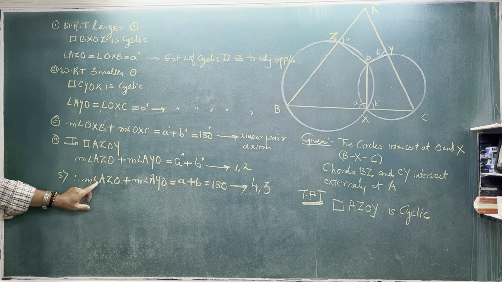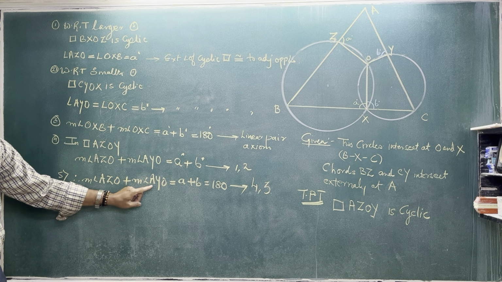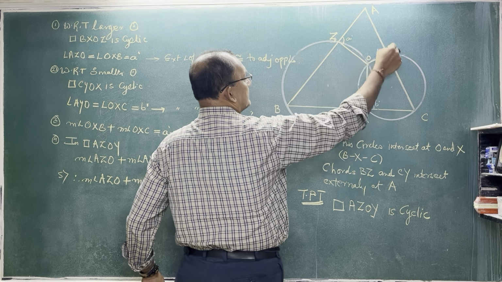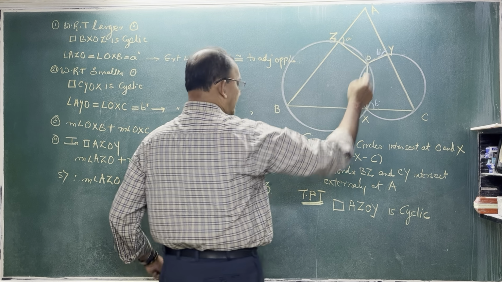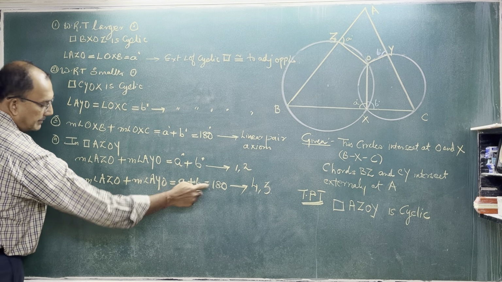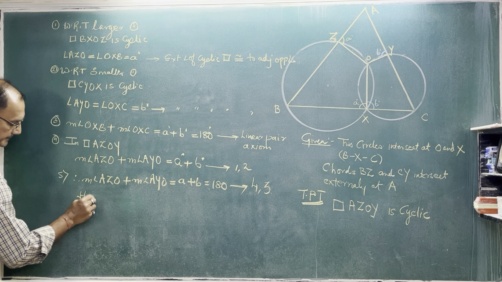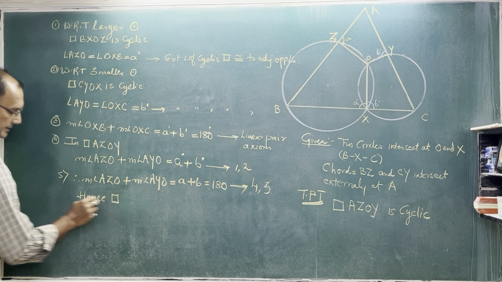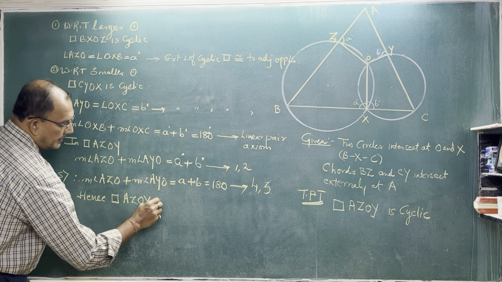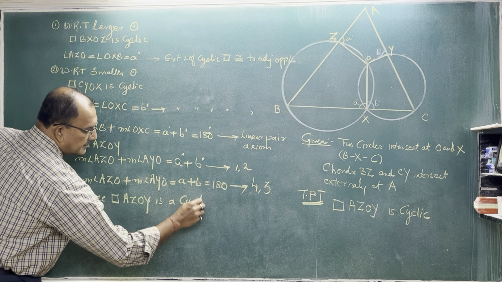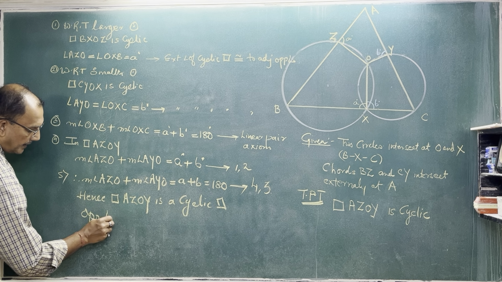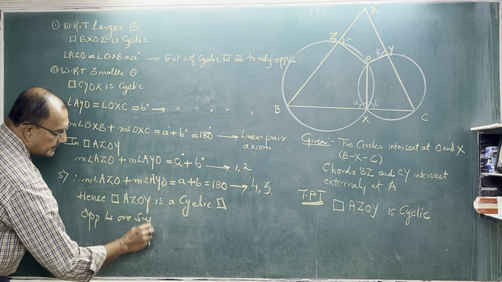Now please check, AZO and AYO, are they opposite angles for this particular specific quadrilateral? And opposite angles, if you're adding, it comes to be 180. That means opposite angles are supplementary. So can I write, hence quadrilateral AZOY is a cyclic quadrilateral because opposite angles are supplementary.